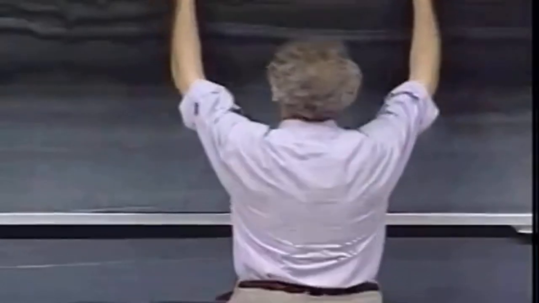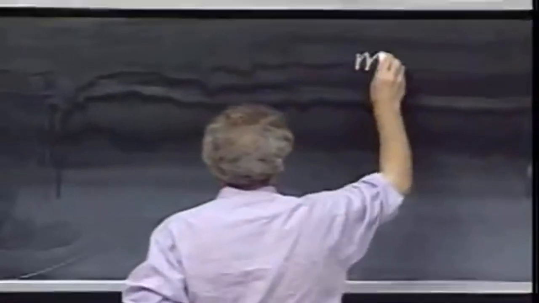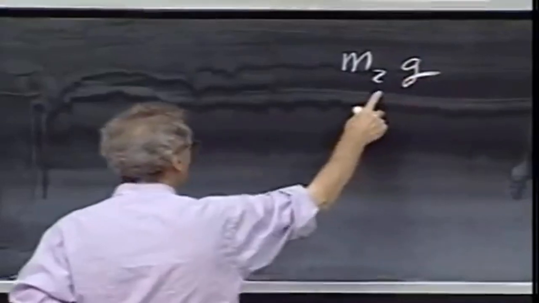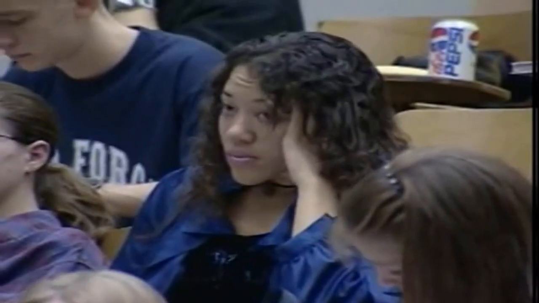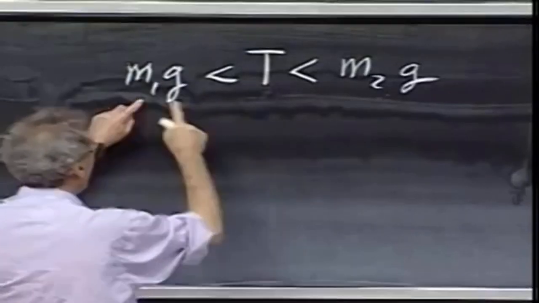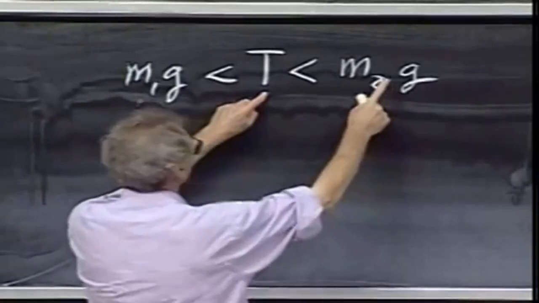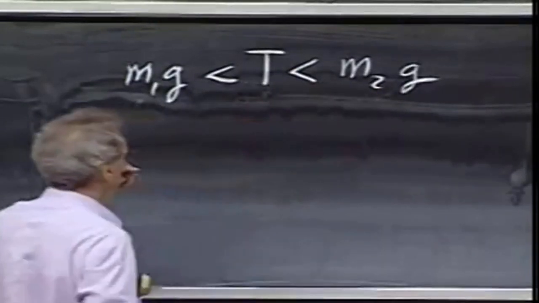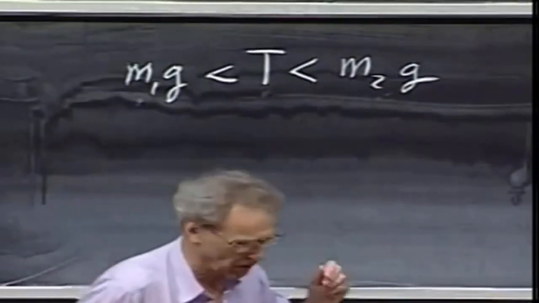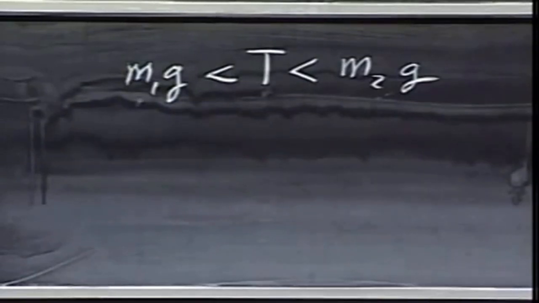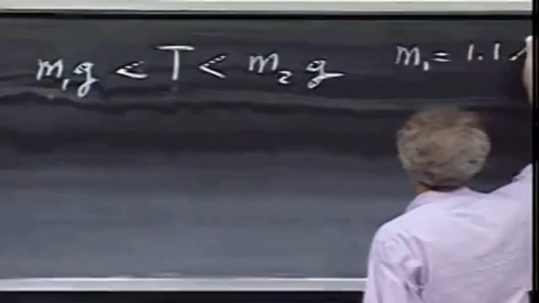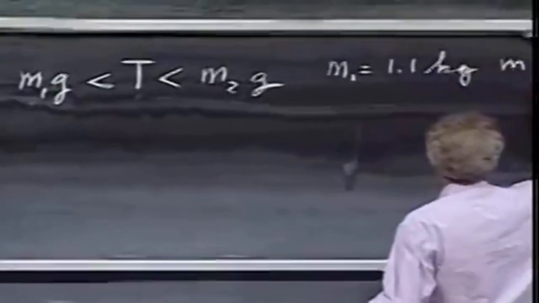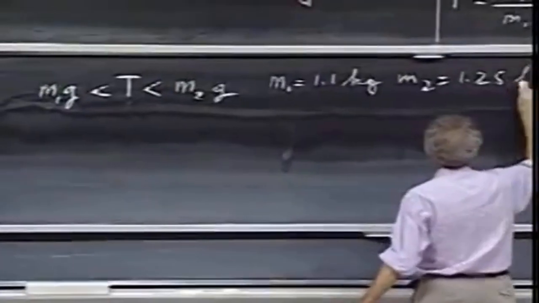And so I can make the prediction that if this is m2g, which was its original weight, and this now is the new weight, T, that m2g must be larger than T. m1 gains weight, so T must be larger than m1g. m2 loses weight, so T must be smaller than m2g. That's my prediction. It has to be. And I can show you that with some easy numbers. Let m1 be 1.1 kilograms, and let m2 be 1.25 kilograms.